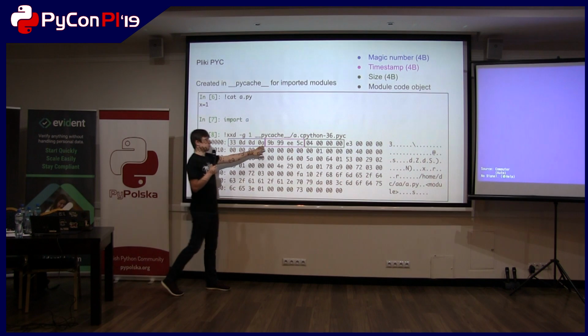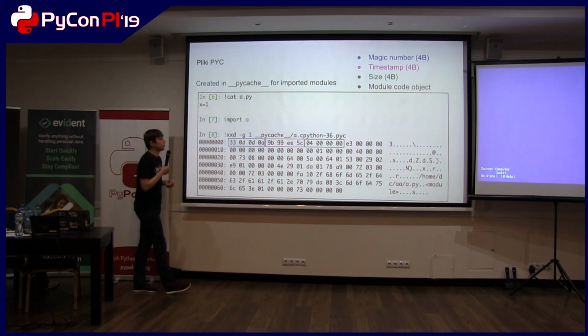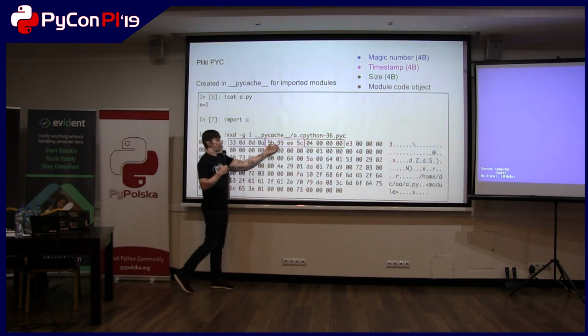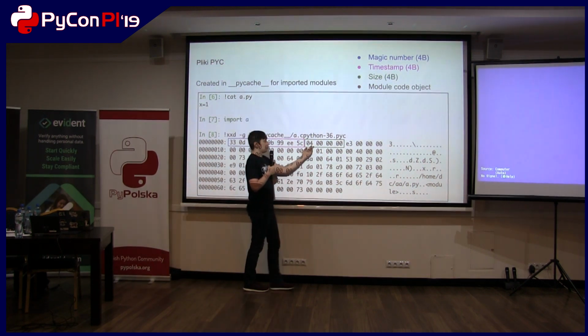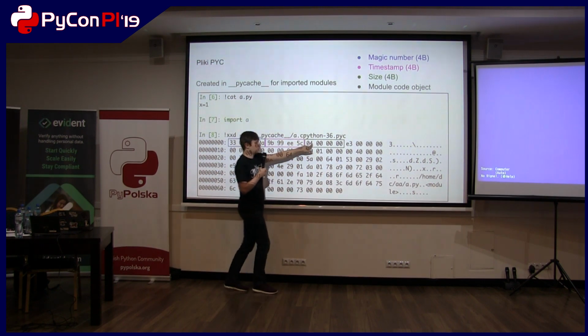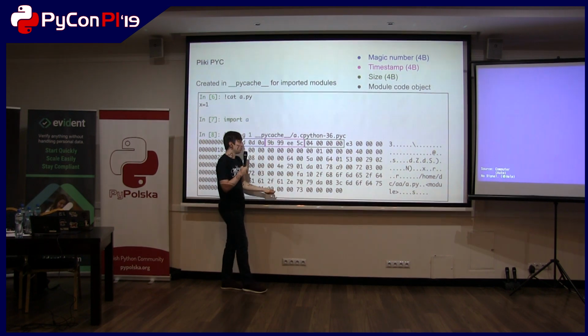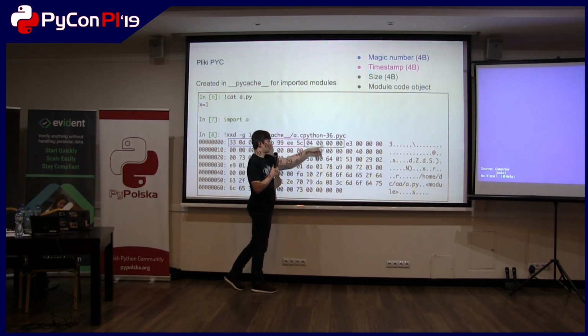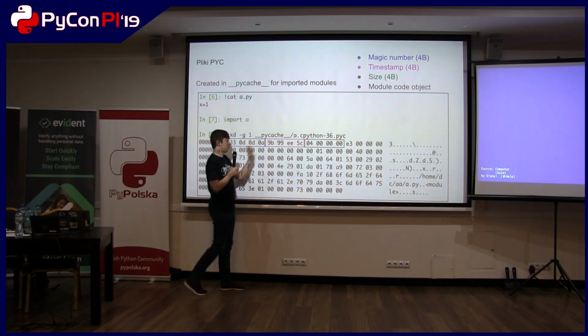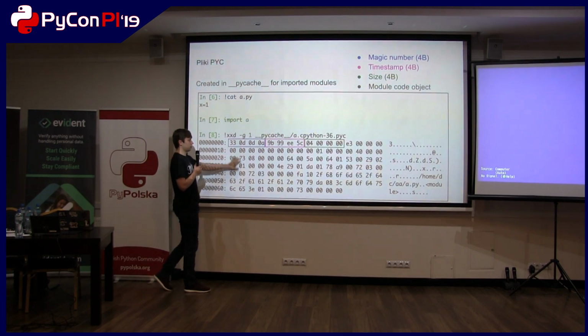Then you have a timestamp, written in bytes, so you cannot really read it. It's 4 bytes as well. And then you have the size of the code, I believe. So this is 4 bytes, because that's written in little endian, which I'm not going to cover now, but basically you have an integer of 32 bits, you write it a bit from the other way. I mean, it's bytes. And then you have the module code object.